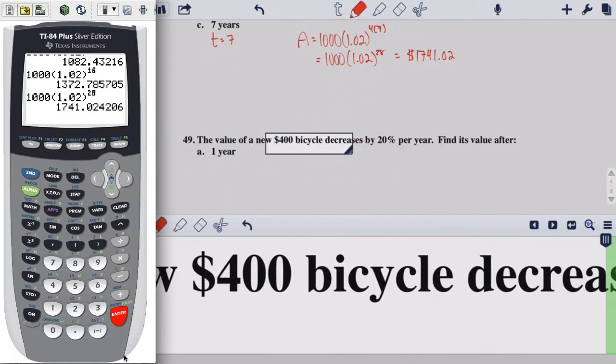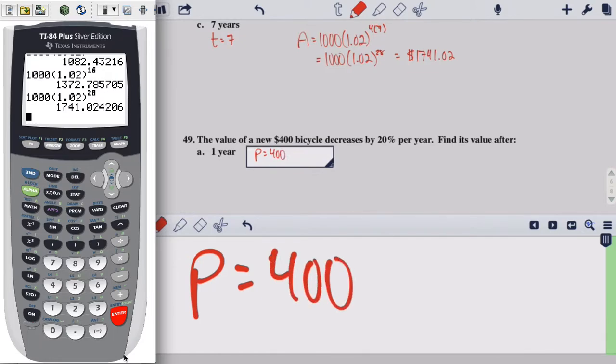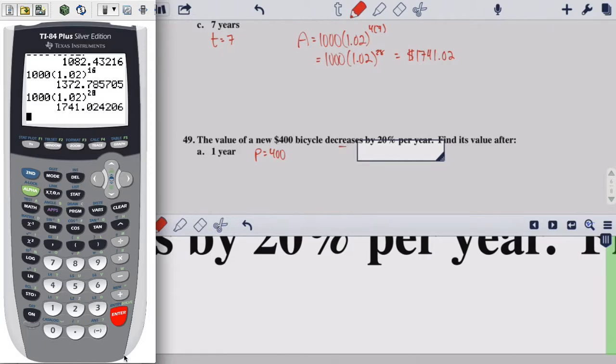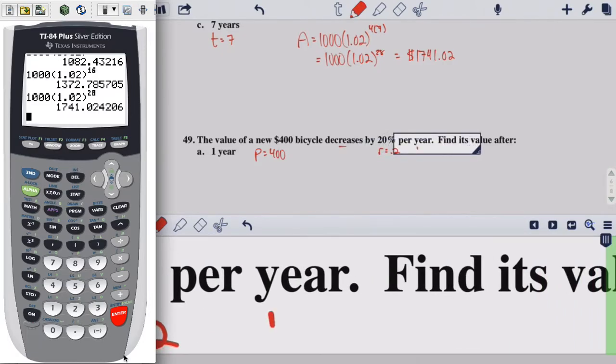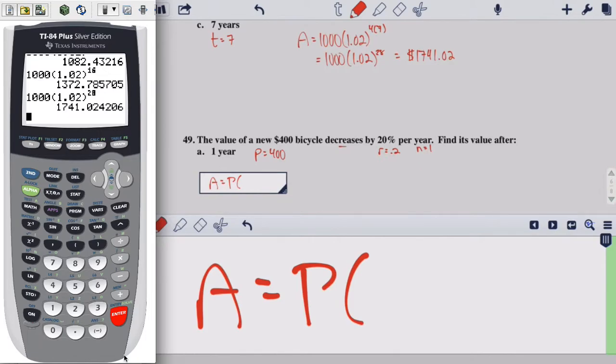Okay, moving on. Value of a new bicycle, initial amount P is equal to $400. It decreases, which means we're going to subtract by 20%. R is equal to 0.2 per year. N is equal to 1. Find its value. So what we have is this formula.